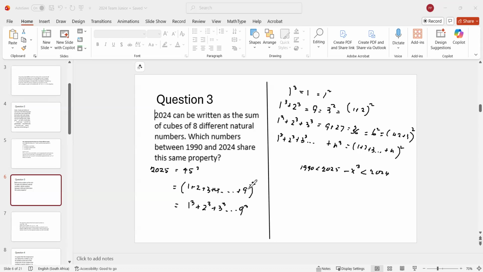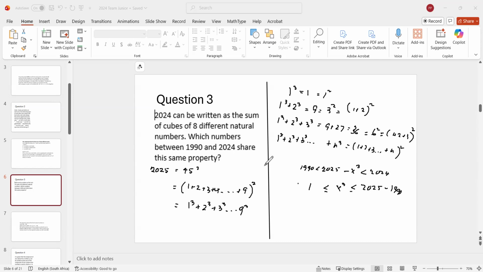And because this year is a sum of 8 cubes, that's the question. Which numbers between 1990 and 2024 satisfy this property? Now, you can make x cubed the subject here. You bring x cubed to the other side, then you get 2025 minus 1990. And if I take x cubed to be on this side, then I've got 2025 minus 2024. You can make that less than or equal to.